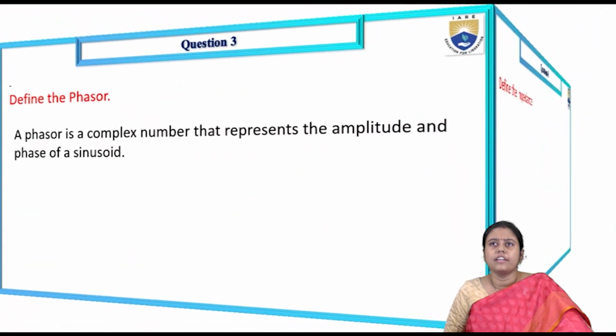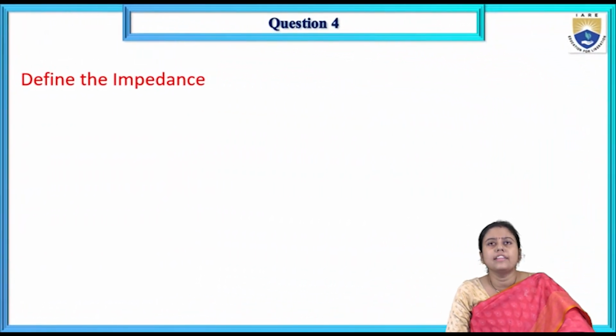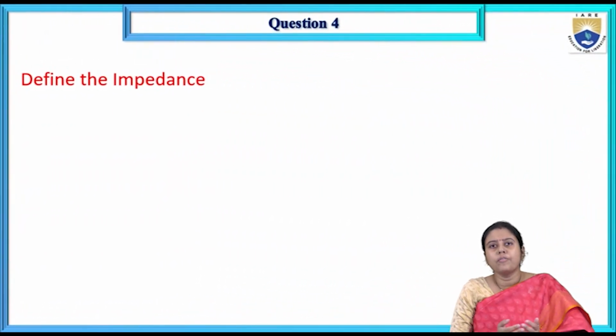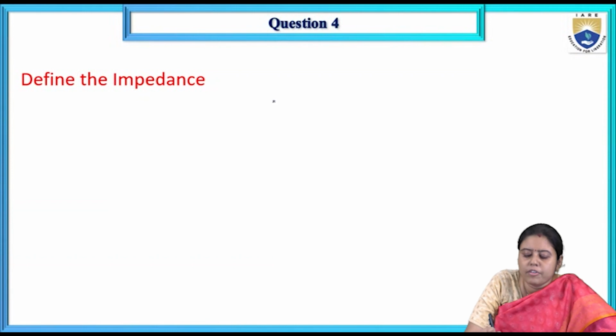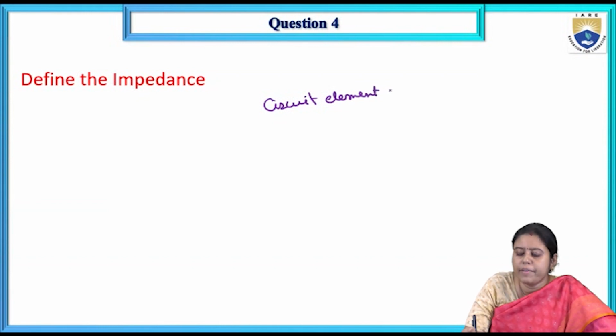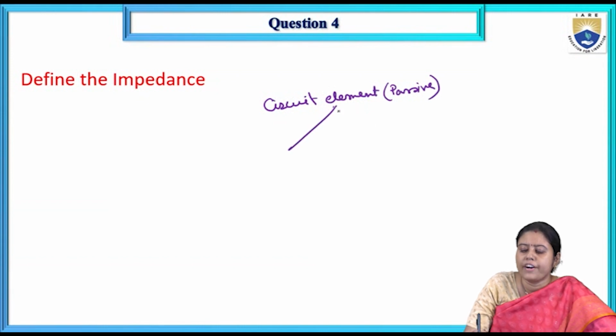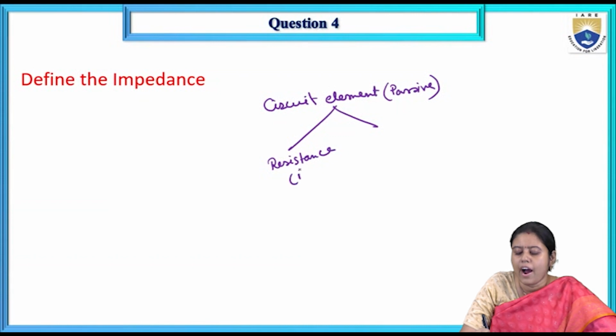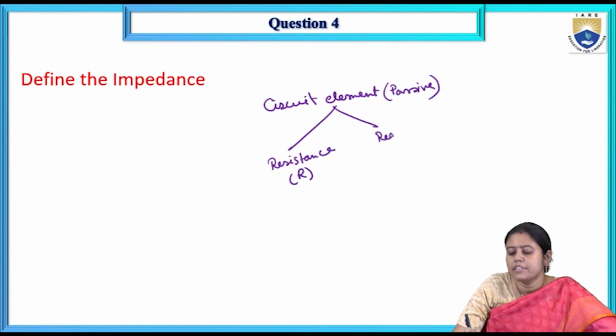Now we are moving to question number 4. Define impedance. Already we know that in a circuit there is resistance and reactance. If we think about the circuit elements, the passive elements, we can define them in two parts. One is called the resistance, which we write as R. The other part is called the reactance, which we write as X.